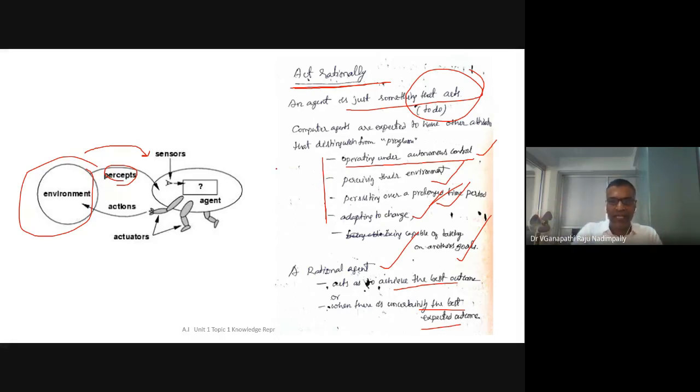Slowly we moved from agent to rational agent. Now today we are slowly moving from rational agent to knowledge-based agent. Slowly I am introducing a new concept called knowledge base. Now, any doubts till now?